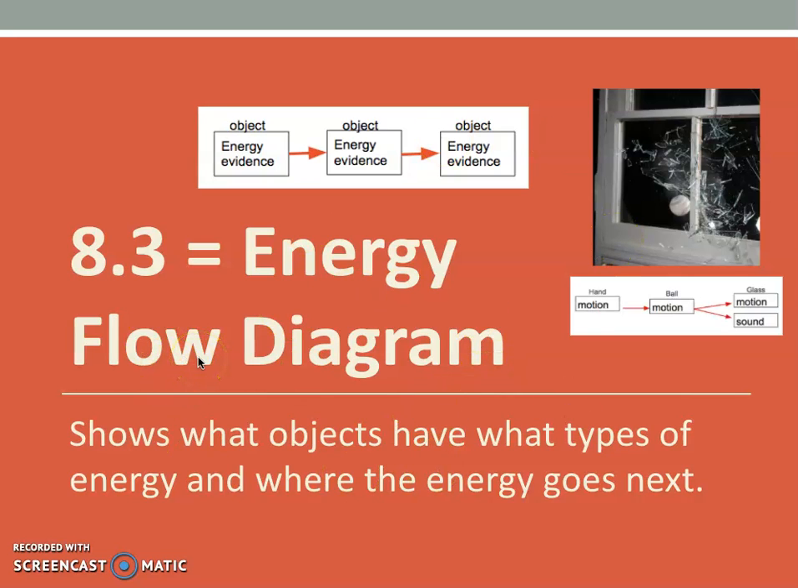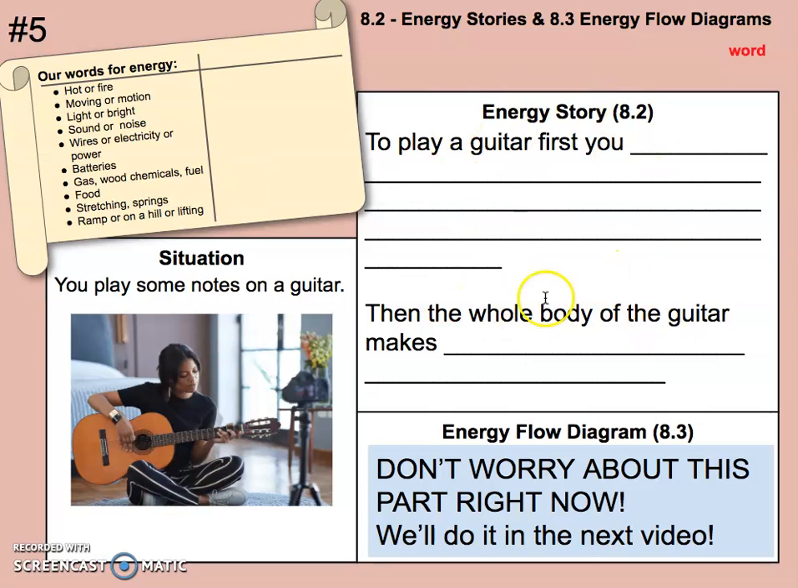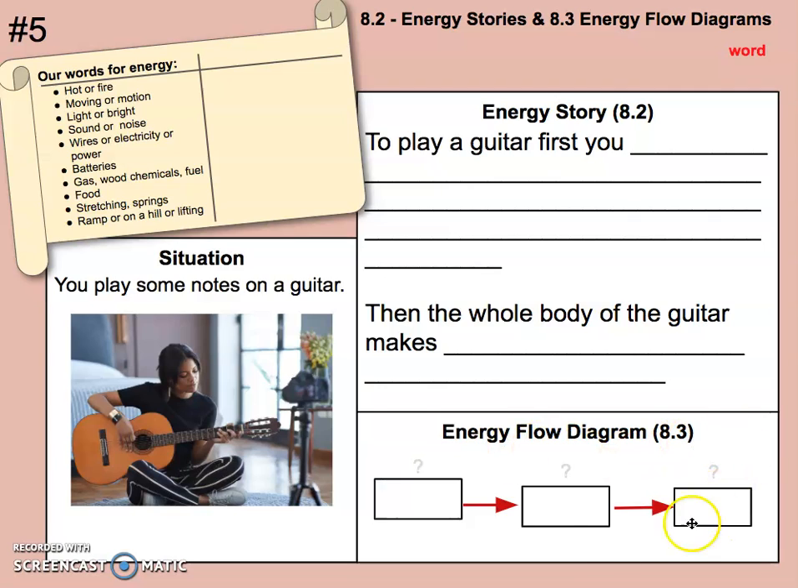Today, we're going to continue talking about ways of showing what happens in some situation with energy, but we're going to do it in another way. Last video, we looked at energy stories, and we talked about how to write an energy story that was this chunk of your worksheet that you looked at in 8.2. Now we're actually going to do this part that I say not to worry about. We're going to look at energy flow diagrams.